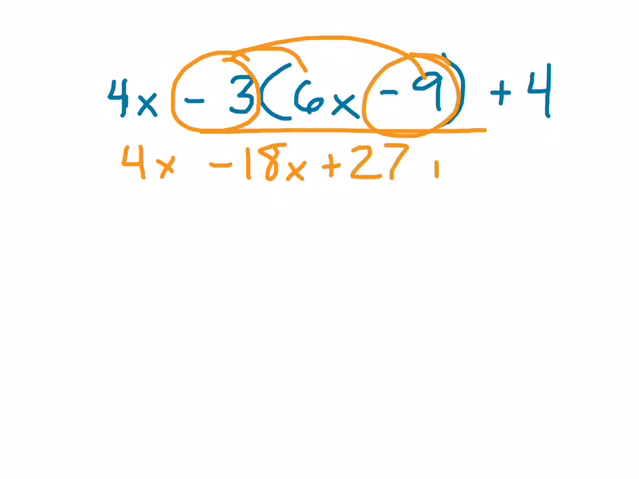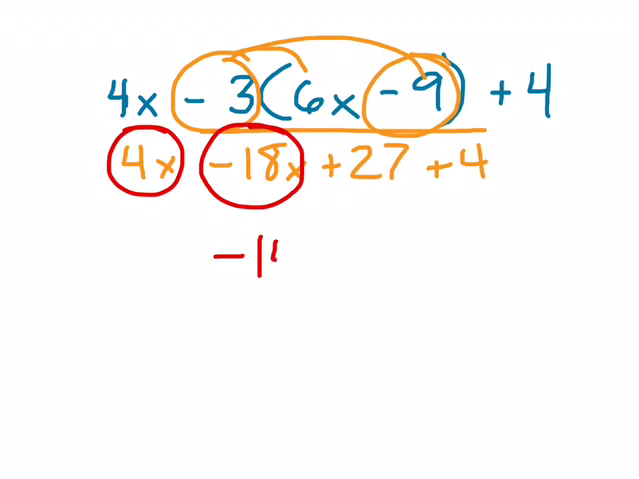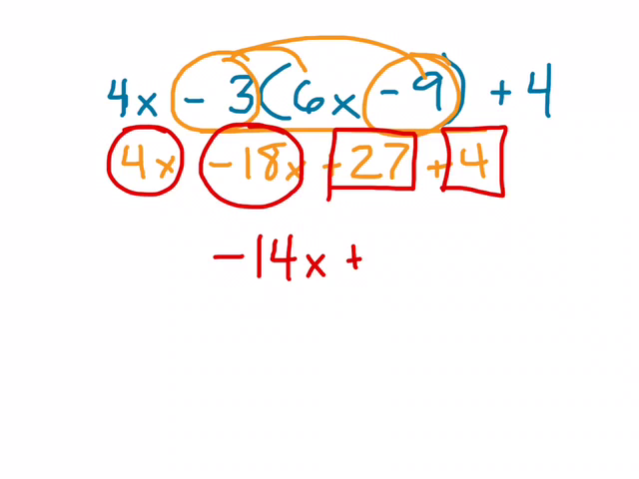I can just, again, rewrite the rest of the problem and look for like terms that can be combined. In this case, we've got 4x and negative 18x are going to be like terms. So 4x's minus 18x's is negative 14x's. And here we've got 27 and 4 are like terms, so we'll add those together. And those are going to be a positive 31. So this simplifies down to negative 14x plus 31.